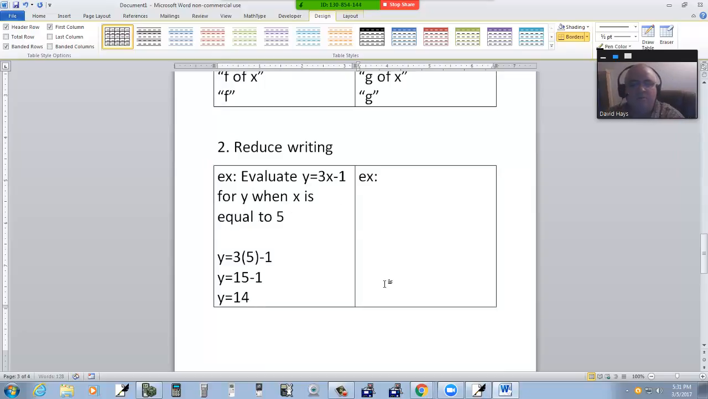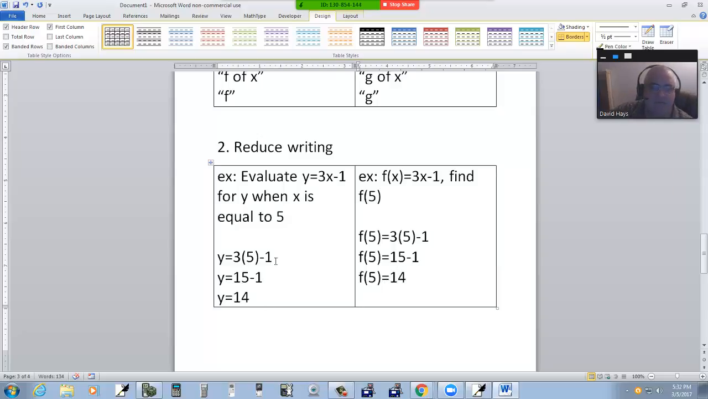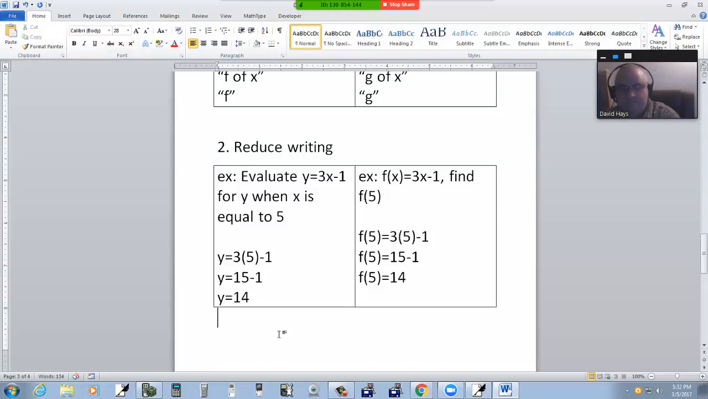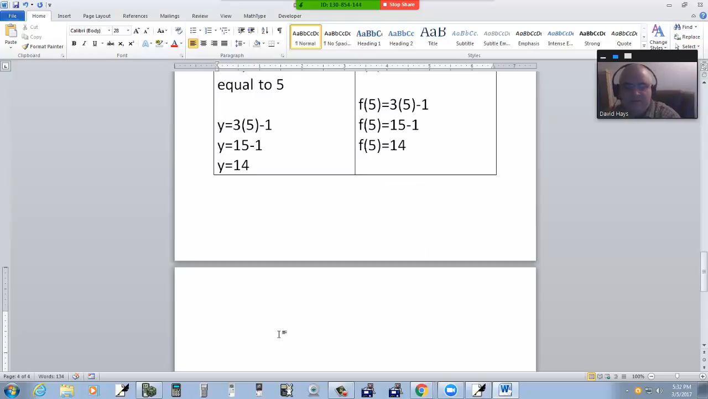Instead of writing all those words, we could say f of x is equal to 3x minus 1, and we'll say find f of 5. That says the exact same thing as all those words. So we'd say f of 5 is equal, and it's actually solved the same way. We plug 5 in for the x, 15 minus 1, or f of 5 is equal to 14. So again, it's a method of reducing writing. Now this is called evaluating a function. So let's look at our steps for evaluating a function.